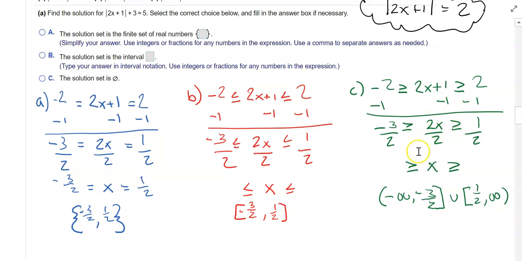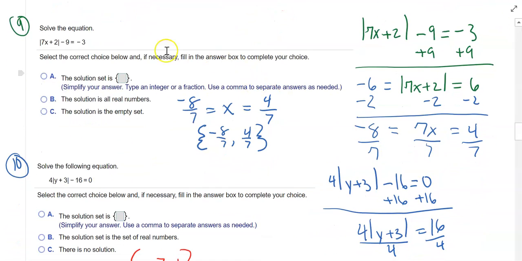And this last one, same thing here. We're dividing, we get -3/2, and we get 1/2 once again. We're using braces, or brackets, sorry. And then we have from -infinity to -3/2 union 1/2 to infinity.